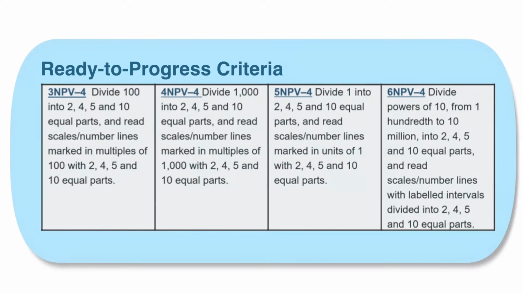Here are 4 Ready to Progress criteria that clearly track the progression from Year 3 to Year 6 of dividing core place value units into equal parts of 2, 4, 5 and 10 to support graphing and other contexts where scales are involved.